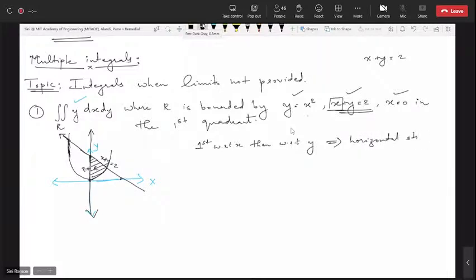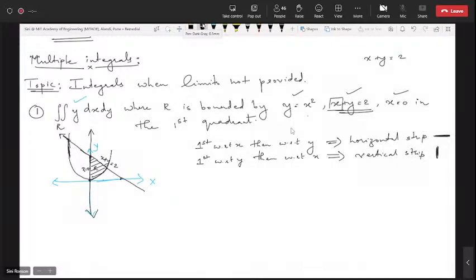Okay, make a horizontal strip and integrate. And suppose you want to first integrate with respect to y and then with respect to x, then you have to make a vertical strip in the region. Okay, remember this, students make a lot of mistakes here. Horizontal means parallel to the x-axis and vertical means parallel to the y-axis.